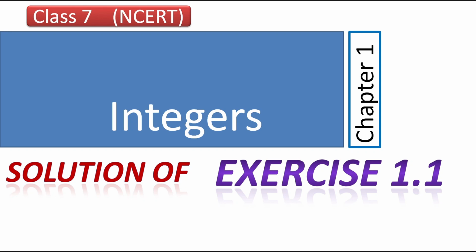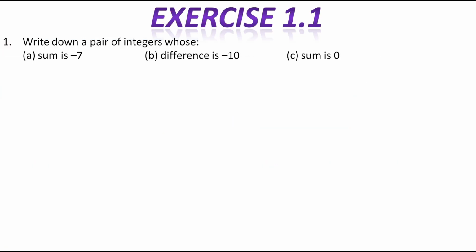Hello everyone, today I am here with the first chapter, Integers, and today we are going to solve Exercise 1.1 from the textbook of the CBSE board NCERT Mathematics of grade 7. This is the first question of Exercise 1.1: Write down a pair of integers whose sum is minus 7, difference is minus 10 and sum is 0.